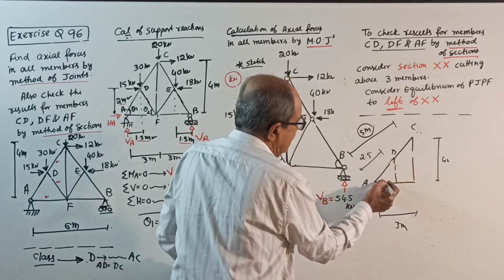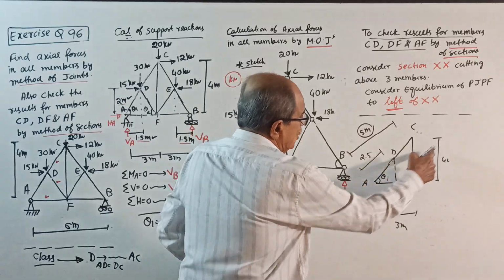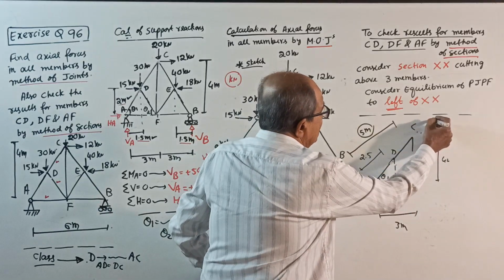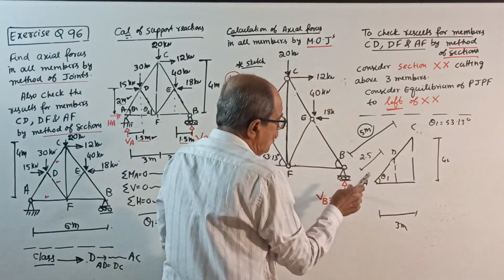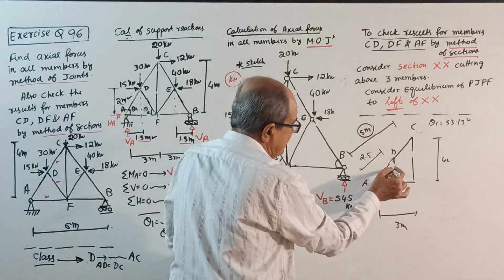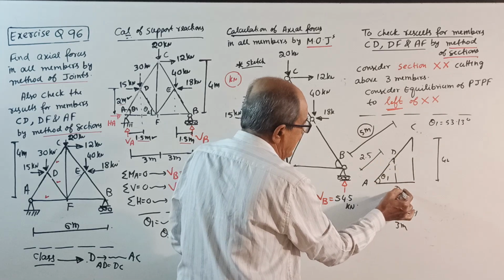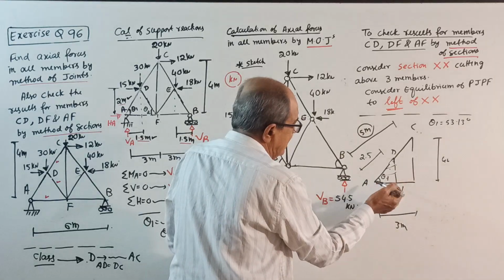This height mark here, you get this theta 1 angle. Tan theta 1 equal to 4 divided by 3. Your theta 1 will come 53.13 degrees. Once you get theta 1, see here. You consider this triangle. See, triangle A, this you call D dash. A, D, D dash. Use only this triangle.